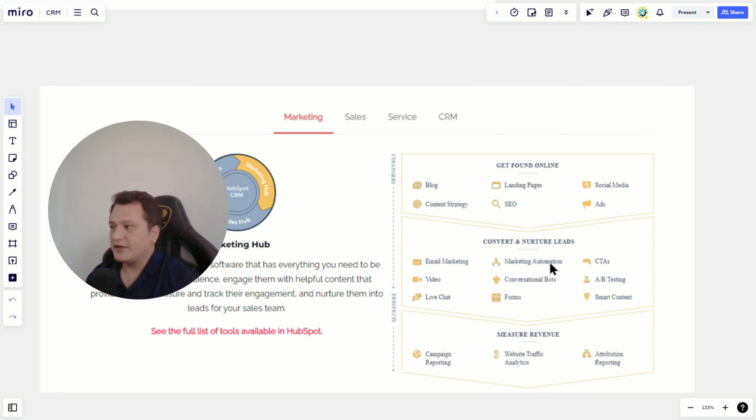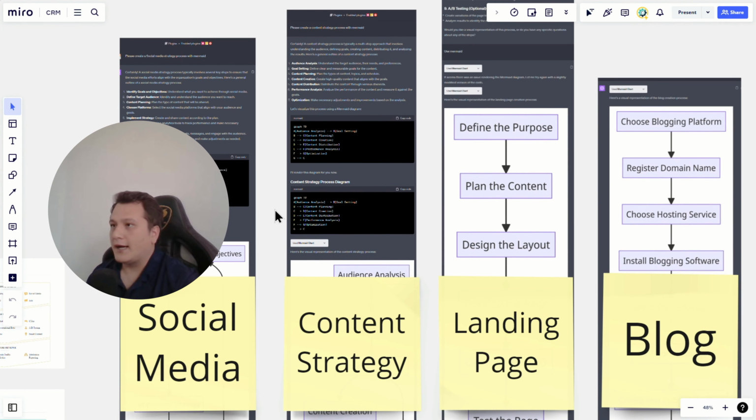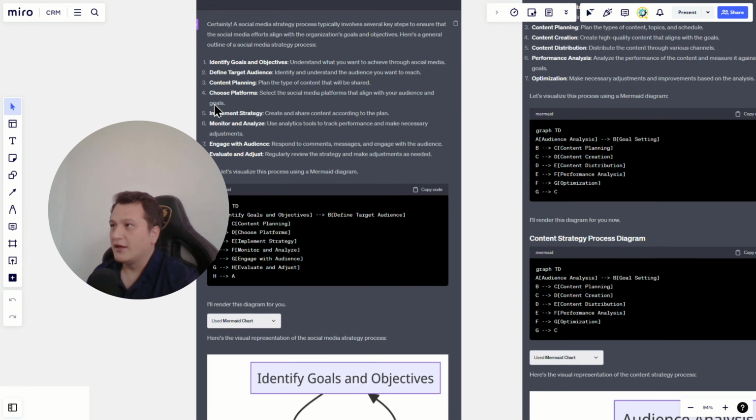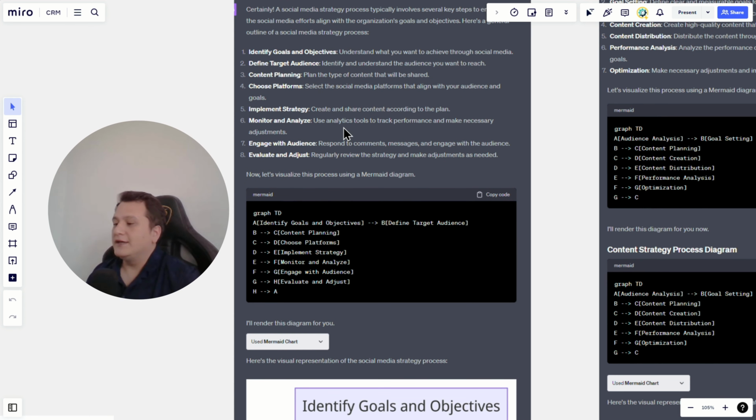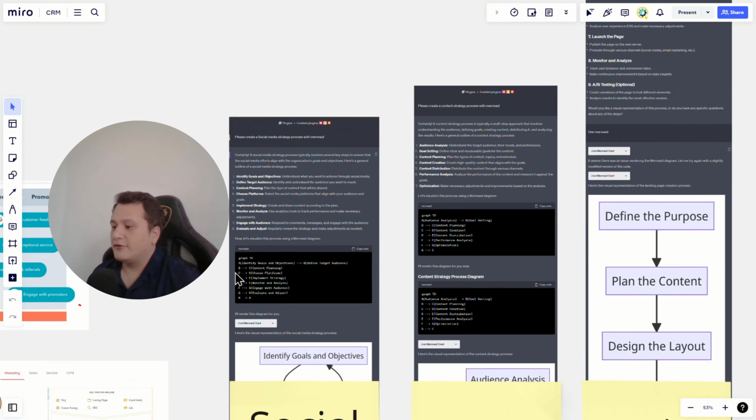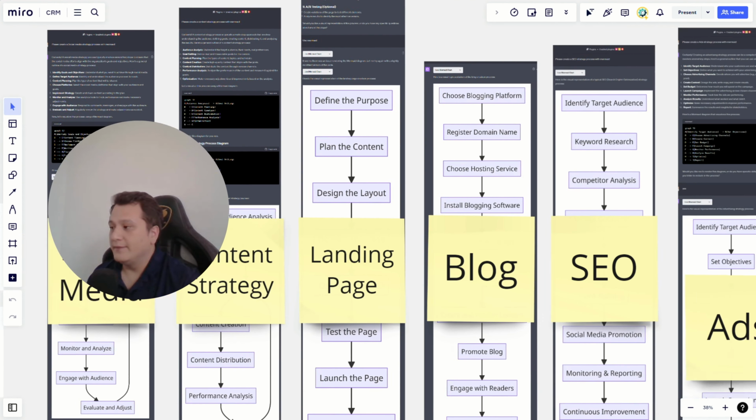So for today's video, I'm going to show you how I reverse engineer the processes on Mermaid. And that's basically, we can combine multiple plugins on ChatGPT. I'm going to show you the process working with the first one, the second one, and the other ones. So with the first one, we reverse engineer the process for social media strategy.